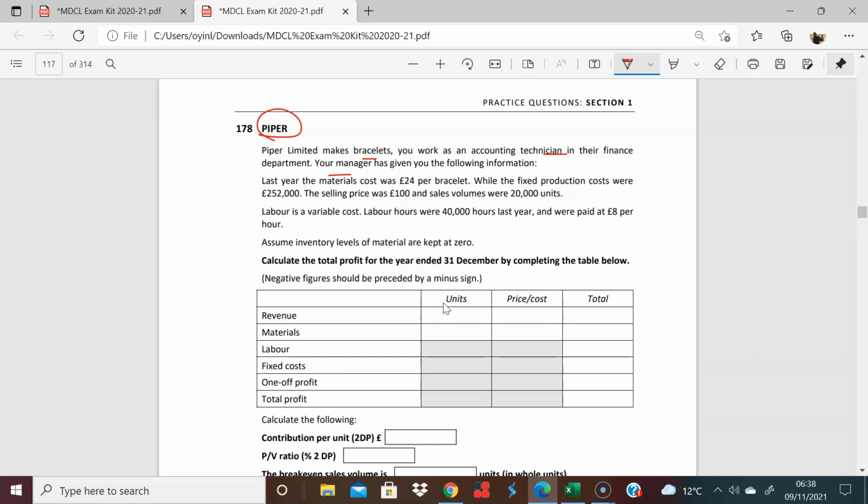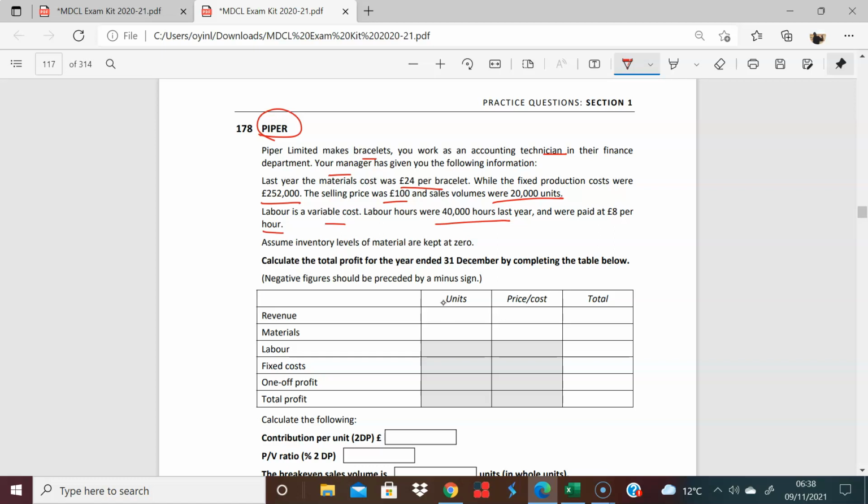The material cost for a bracelet is 24. Fixed production cost is 252. Selling price is 100. That's the volume we're going to push. And labor is variable, 40,000 hours, and you're paid £8 per hour. Let's jump in.